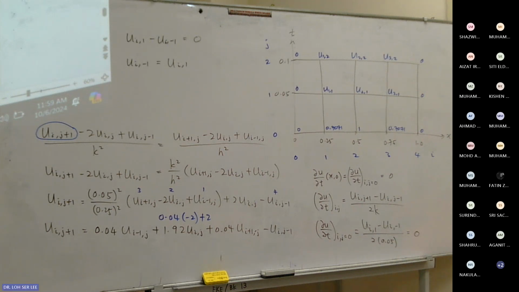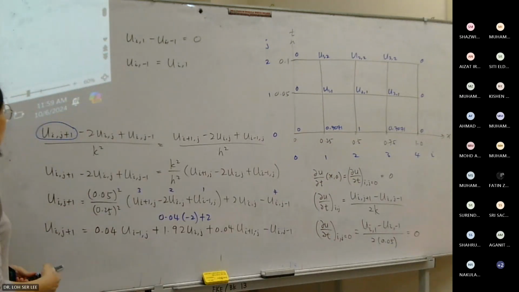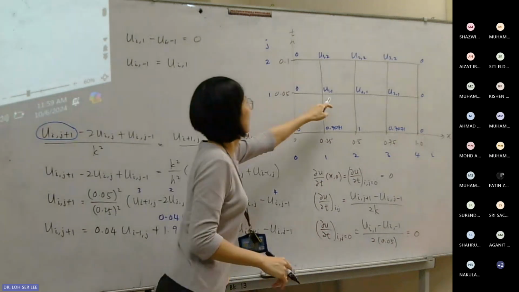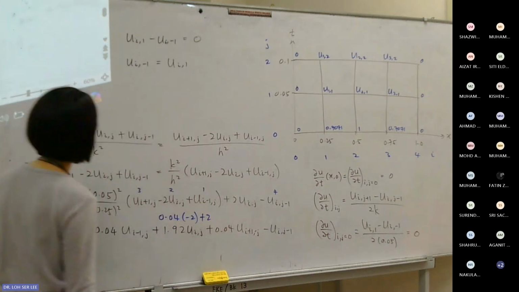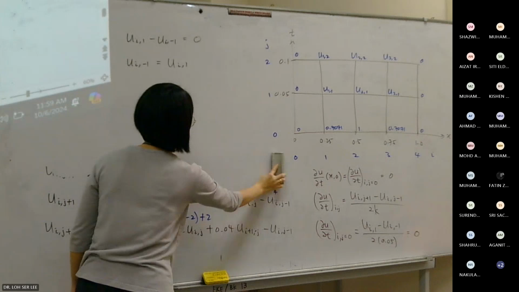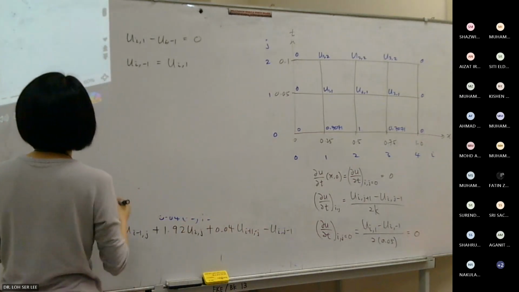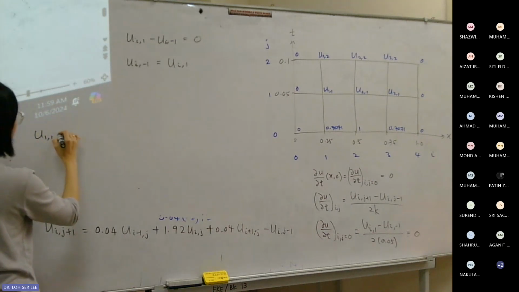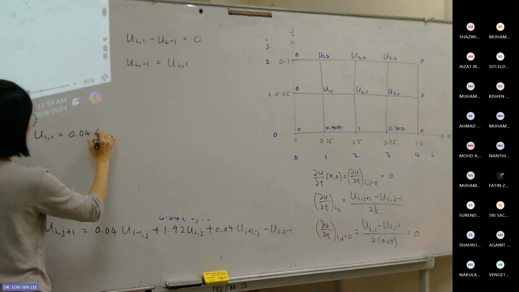Then now you have two formulas. Two formulas. Okay, now we start from u11. Okay, we find for the u11. U11. 0.04.